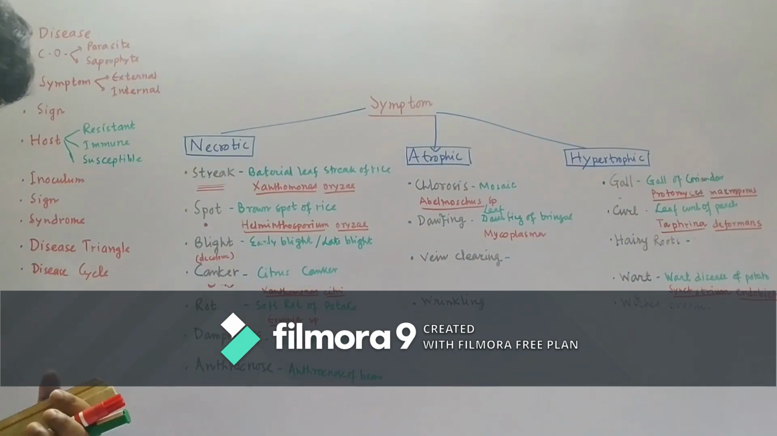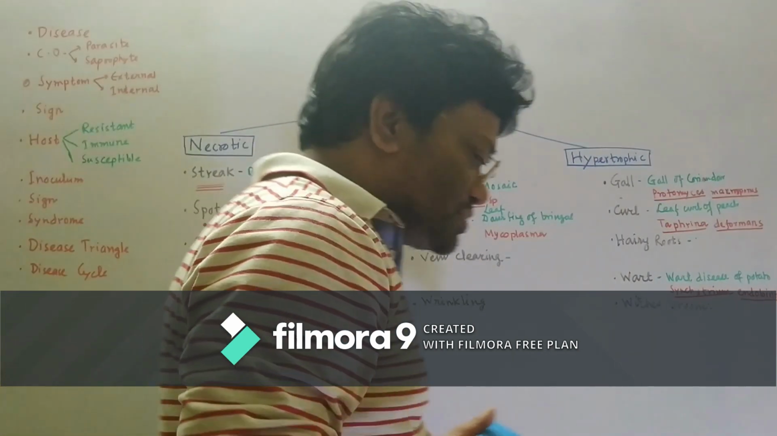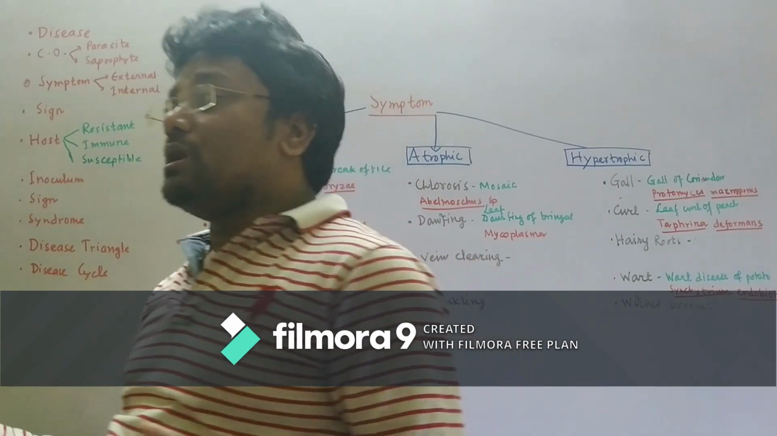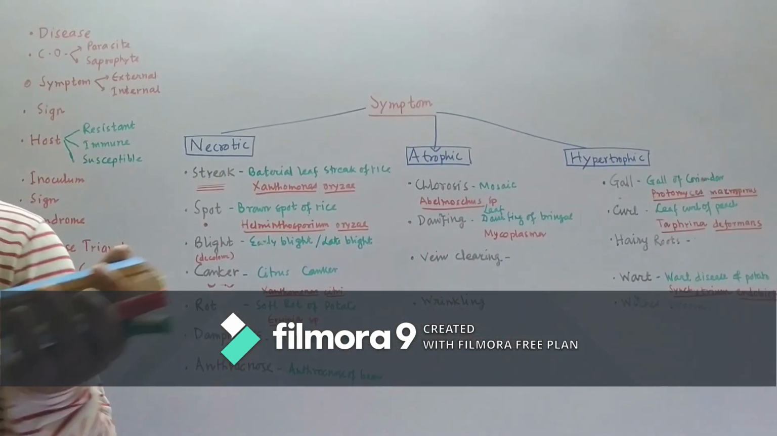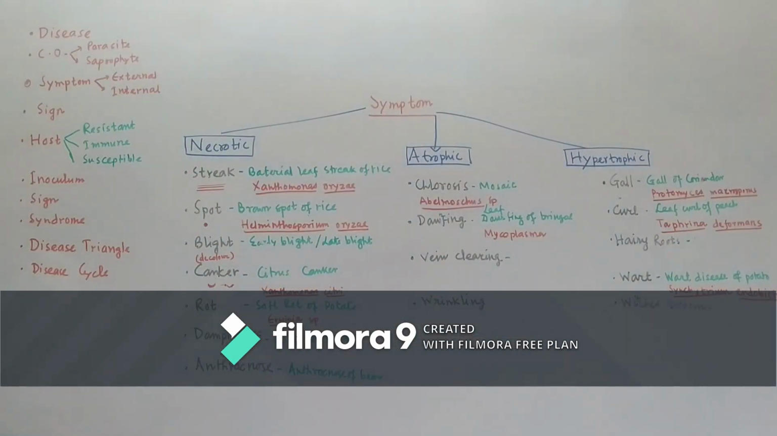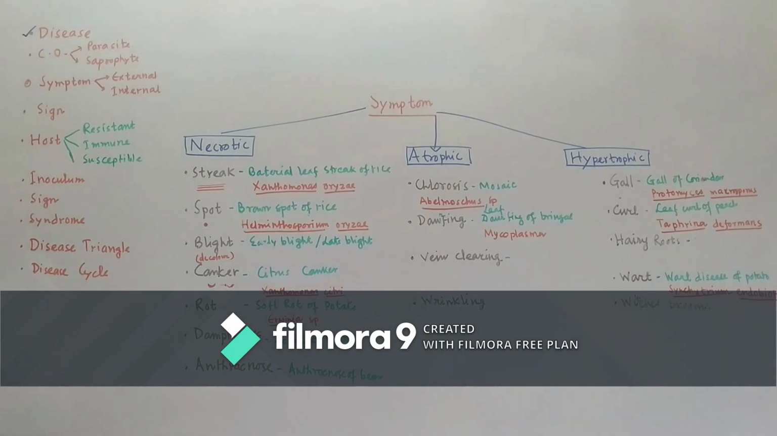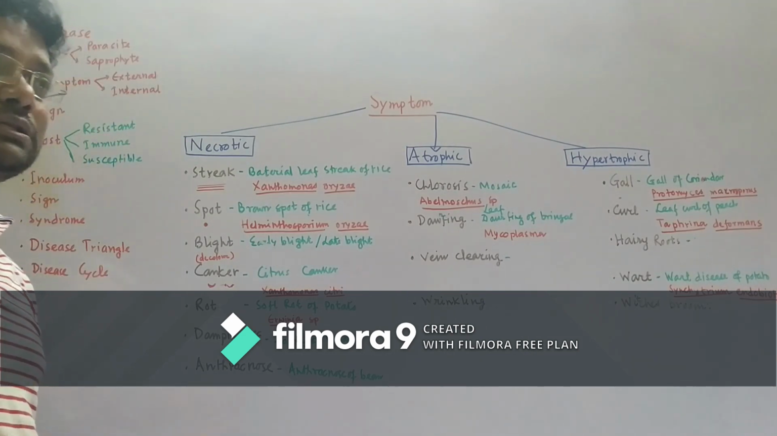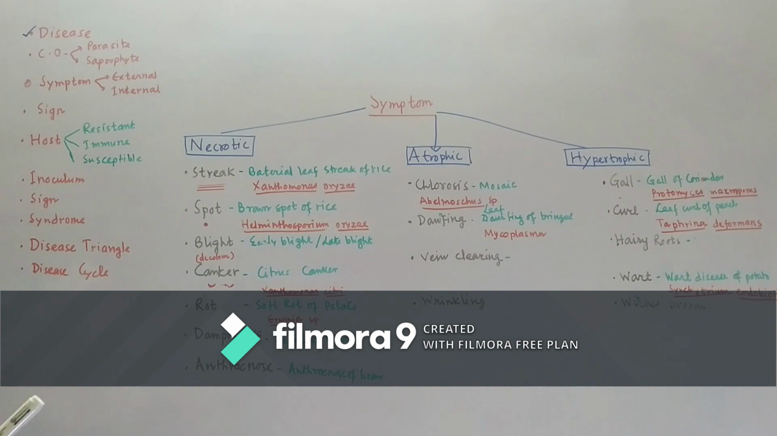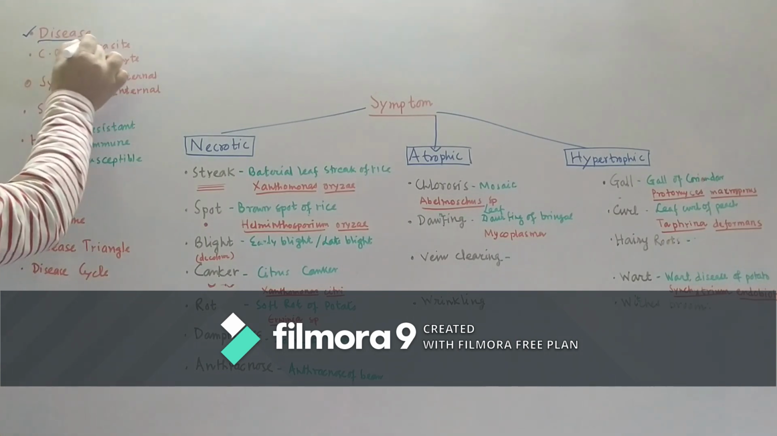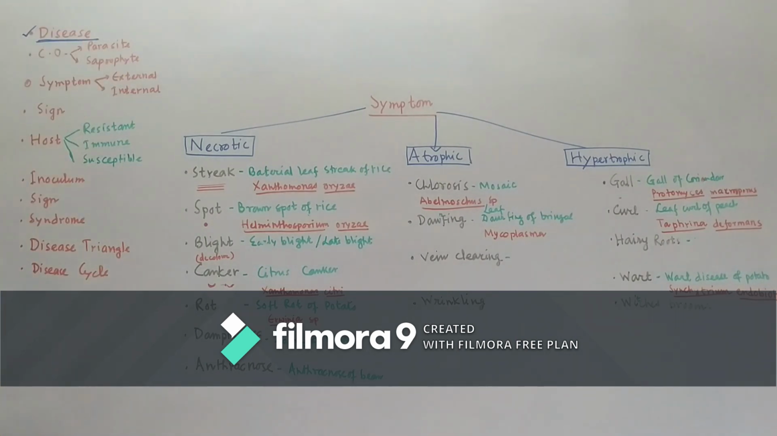At first, what is disease? Disease is the deviation from natural health. Deviation of natural health externally, physically, or physiologically is called disease. Then another term: what is a pathogen or causal organism? A pathogen or causal organism is the organism which causes disease.